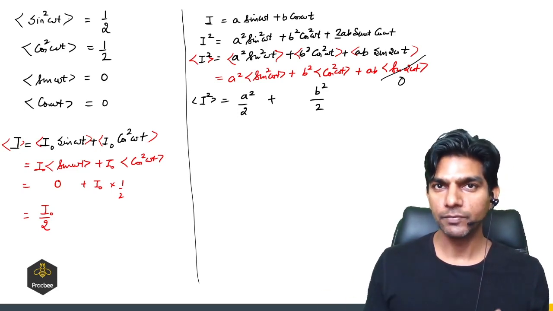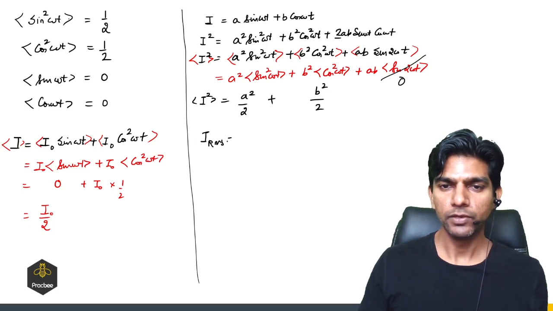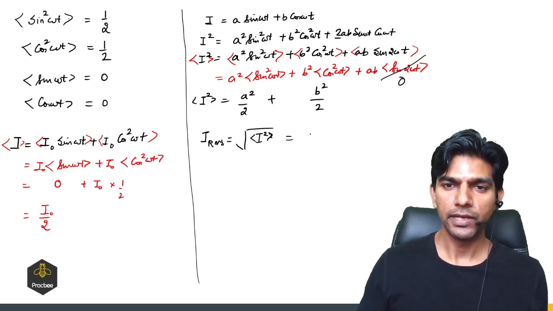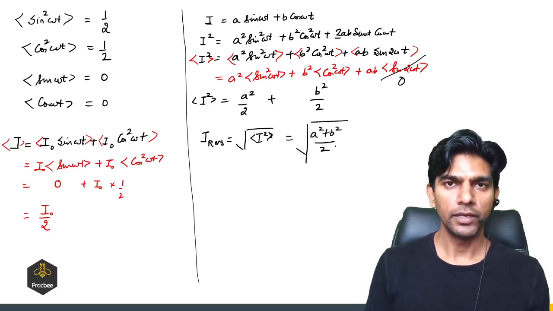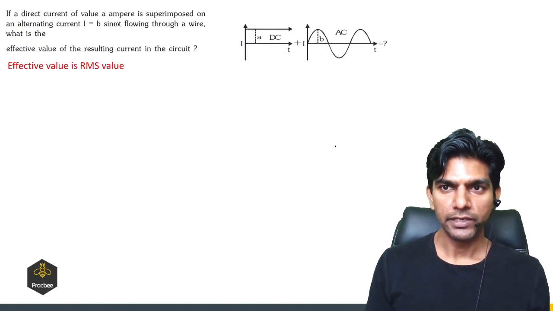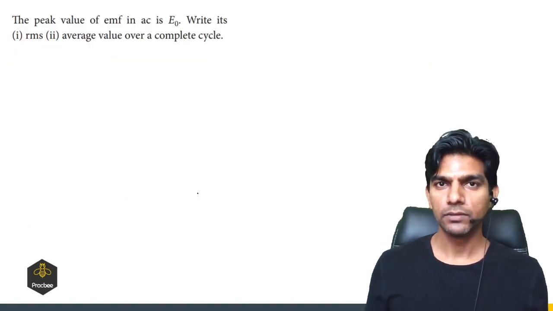Now to find the RMS value, we have to take the square root. So the RMS value will be the root of the average value of I square. So that will be the root of a square plus b square by 2. I hope the concept is clear to you. Right. So now let us see some illustration.